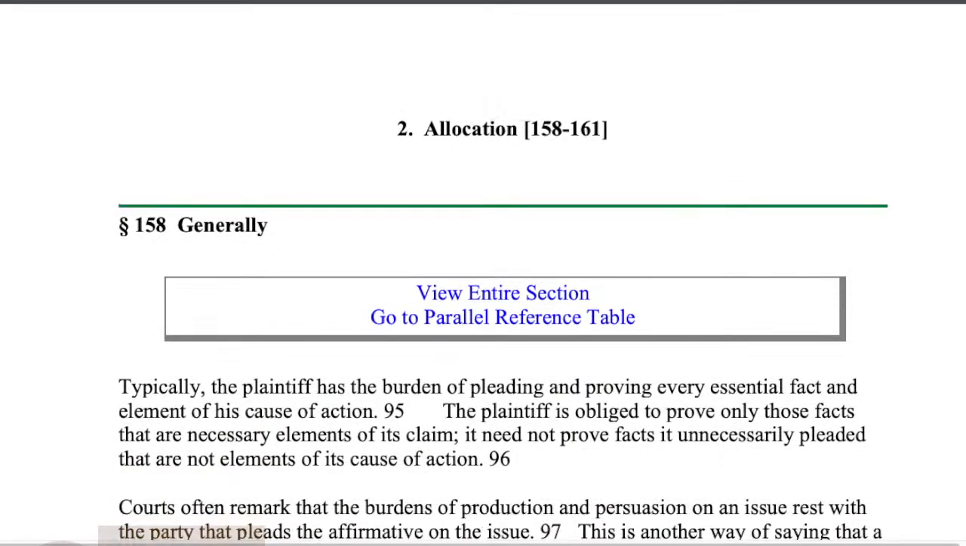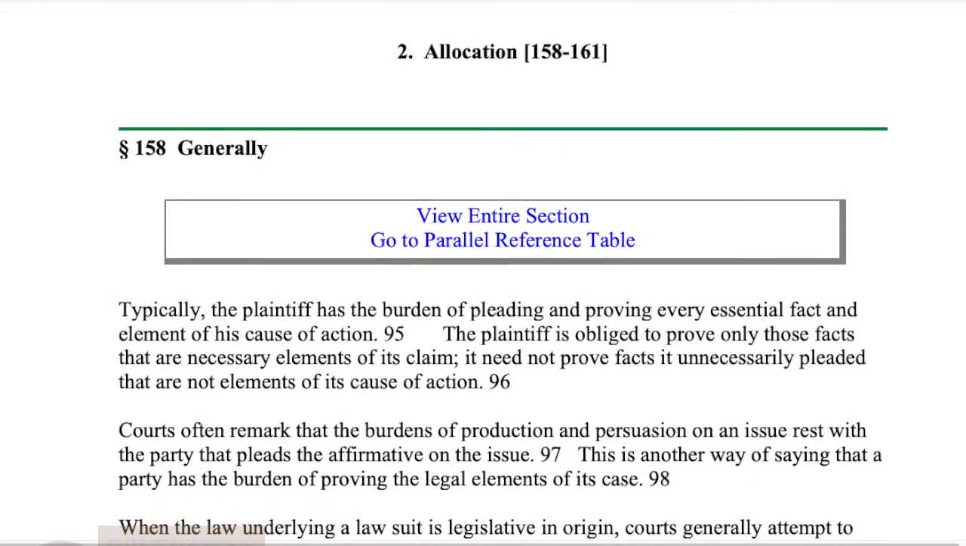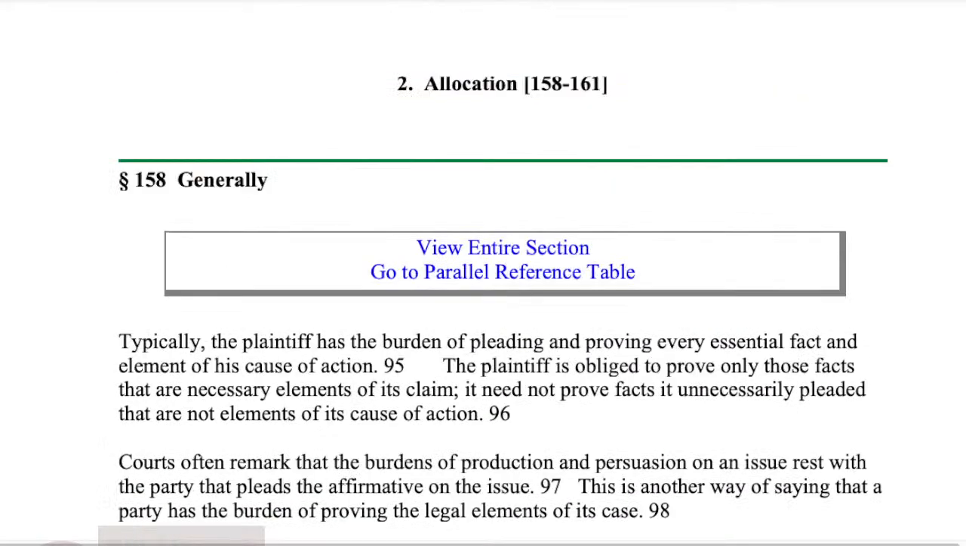All right, now we're on to allocation. Second part of this chapter. Before we do that, let's jump over to the chat.